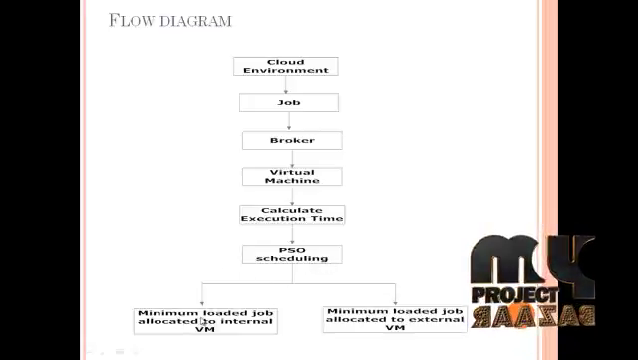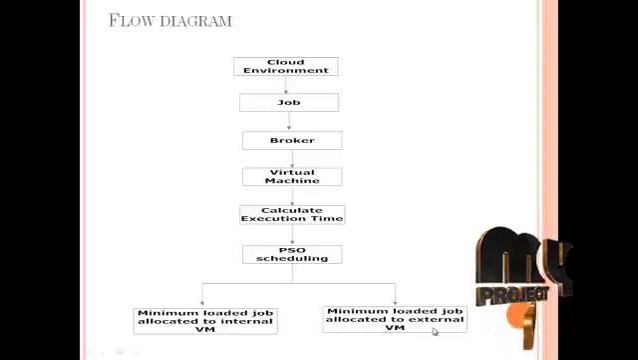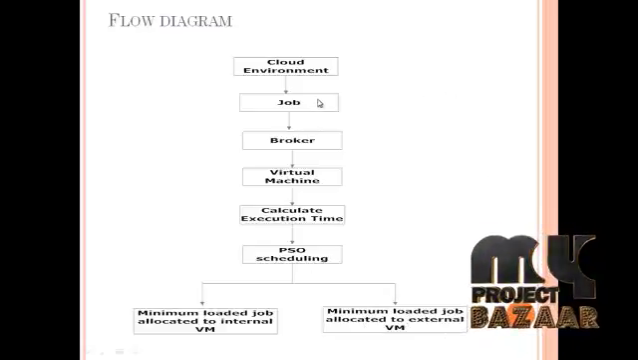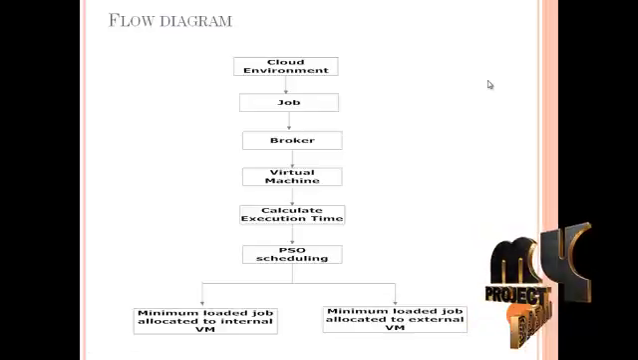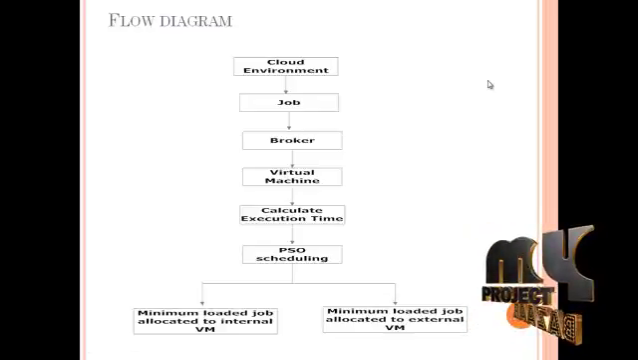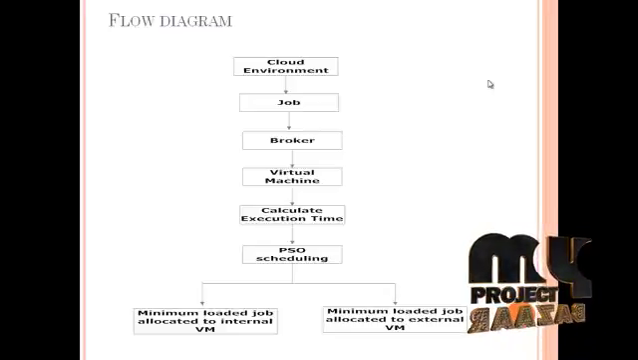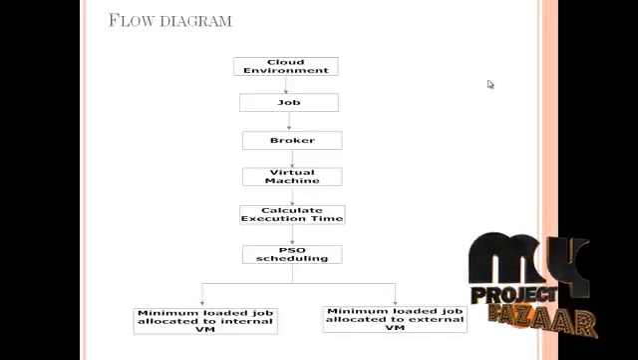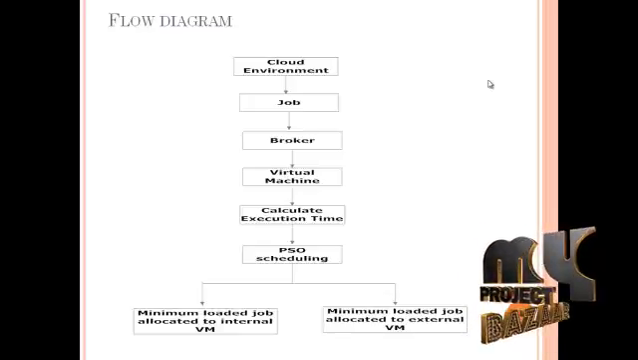And we have to allocate the minimum loaded job to the internal virtual machine and the minimum loaded job to the external virtual machines. This is the flow diagram of our project, and finally we have to assign the VM to the job and perform the cost calculations. So we have to perform the cost calculation with a minimized cost to execute on each virtual machine. Our main objective is to allocate the resources, and if the job is not executed or there is no execution availability, the job is not to be skipped or overlapped.